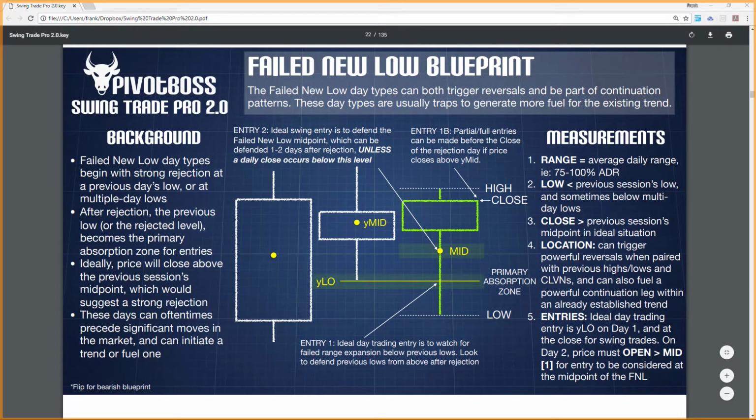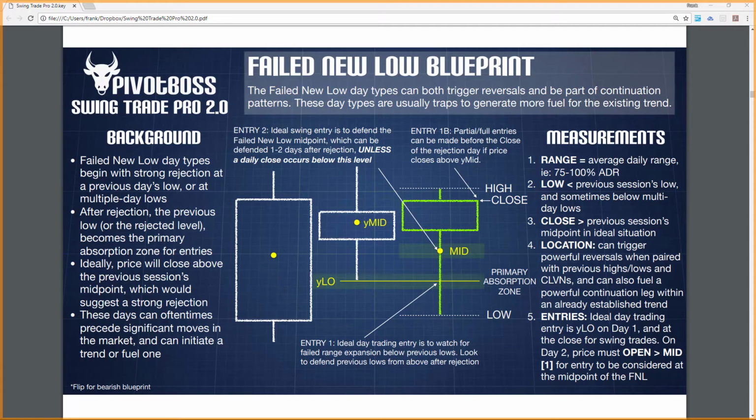This is one of my favorite rejection patterns right here, and it's what I call the failed new low. The failed new low day type is very, very powerful. It can be a rejection day as well. It can look like a rejection day, but it doesn't have to be as significant in terms of size of range, but it can be. So there's a little bit more flexibility with a failed new low. It doesn't have to look like a rejection day in terms of size or stature. It can be smaller, but again, the point is, it is a failed new low. It is a rejection day.